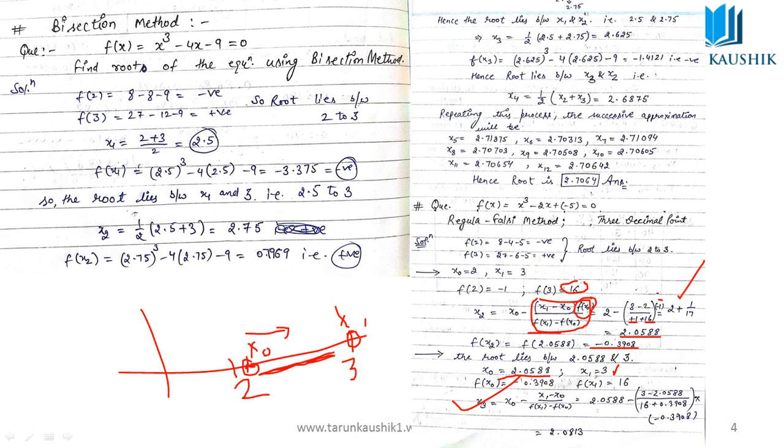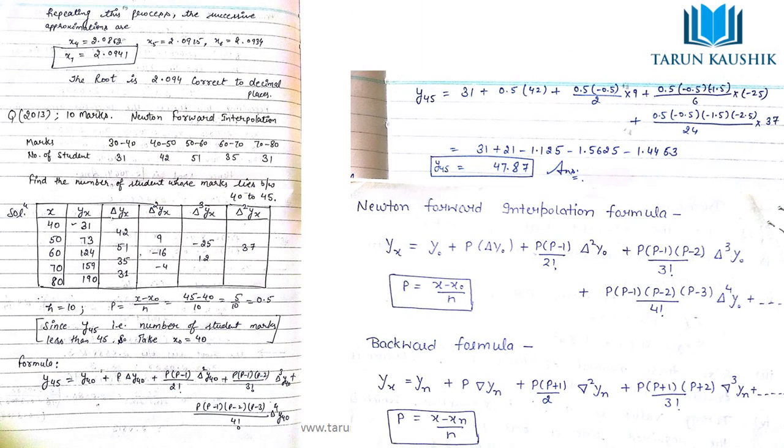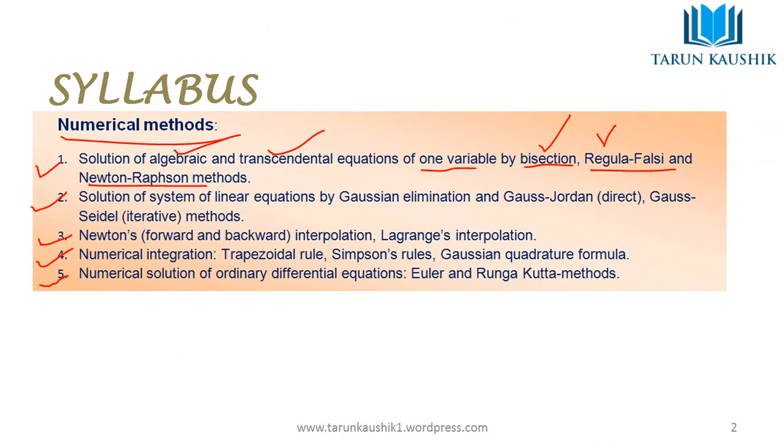Again do the same process, and by repeating this process for some 3, 4, 5 or 6 terms, you will get these answers, and the root will be 2.094, correct to decimal places after 7 iterations. Okay, so that is the regula falsi method. So we have covered bisection, we have done regula falsi, and now we will be doing the Newton-Raphson method.